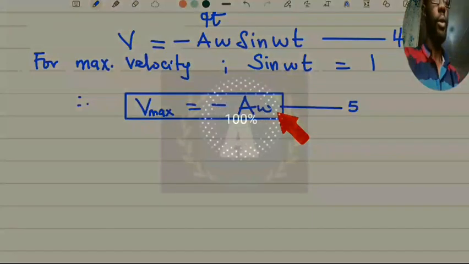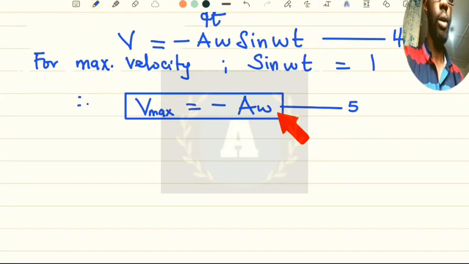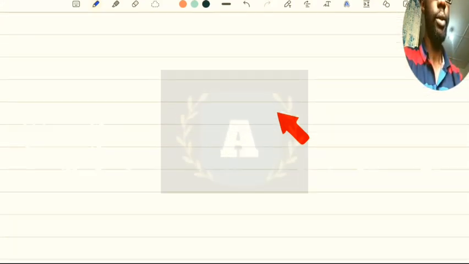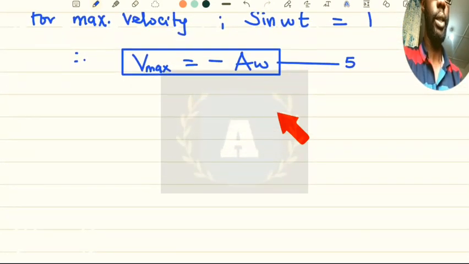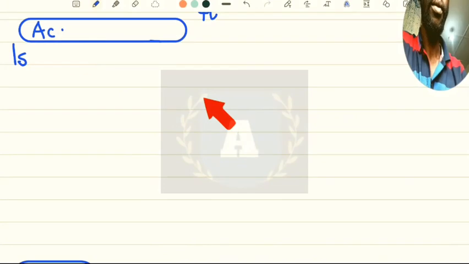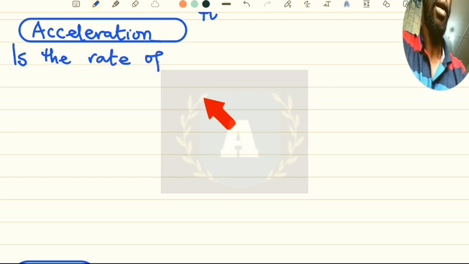So now we quickly proceed to the next terminology. What is the next? Acceleration. And what is acceleration? It is the rate of change of velocity.